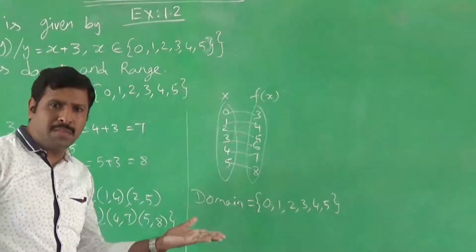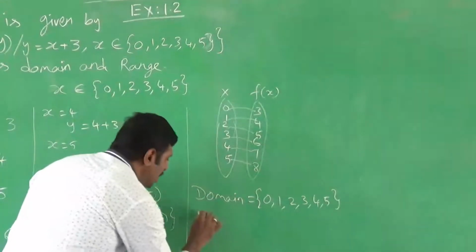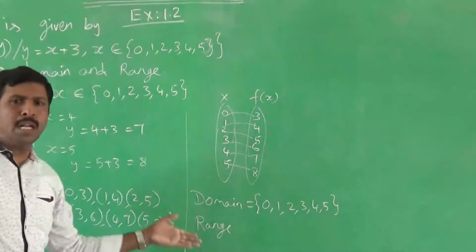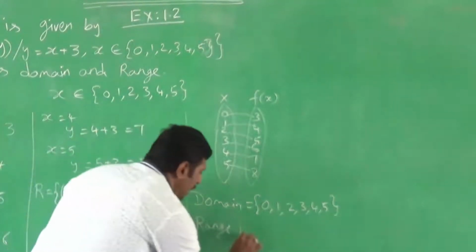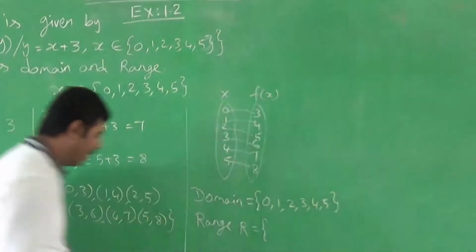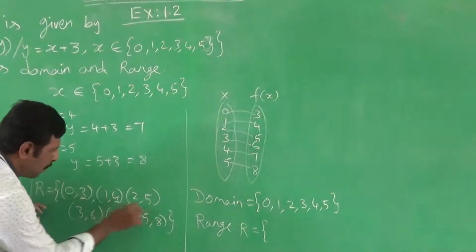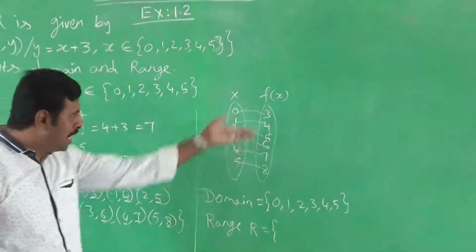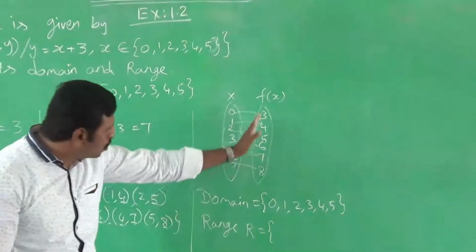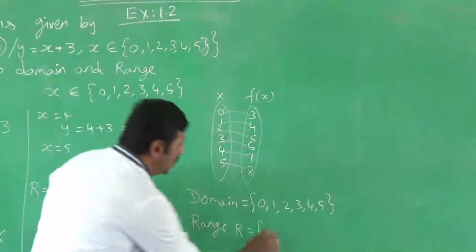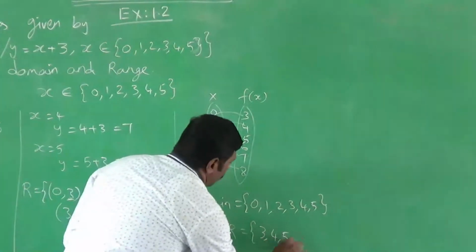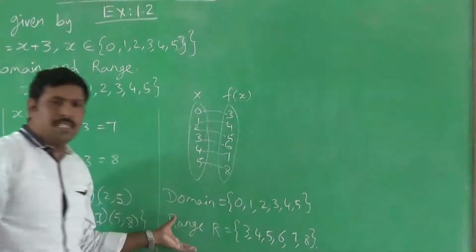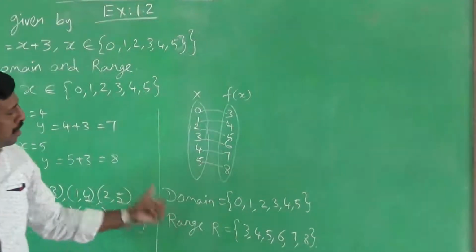Now we want to write the range. Range differs from the codomain. Whatever the elements having the mapping with the elements, mapping elements only we call as a range. The range of R is equal to wherever it is mapping; only those particular elements are called the range. Here I have mentioned in the arrow diagram. So the only mapping elements are 3, 4, 5, 6, 7 and then 8. This is the range of the sum.